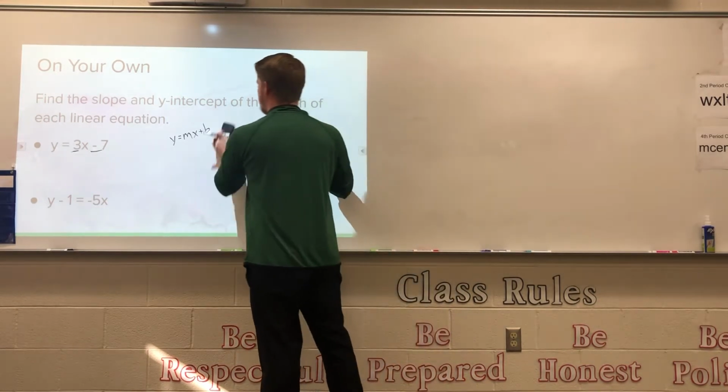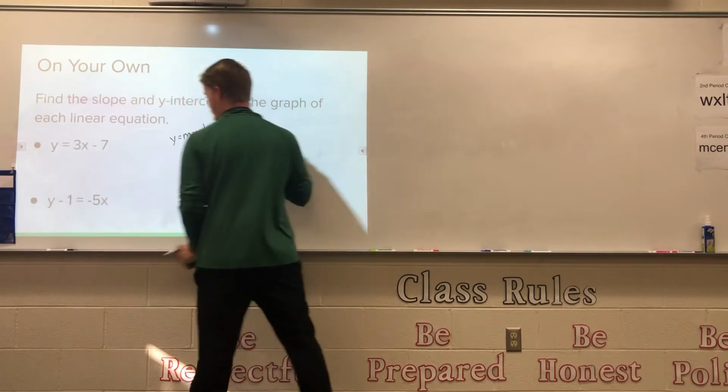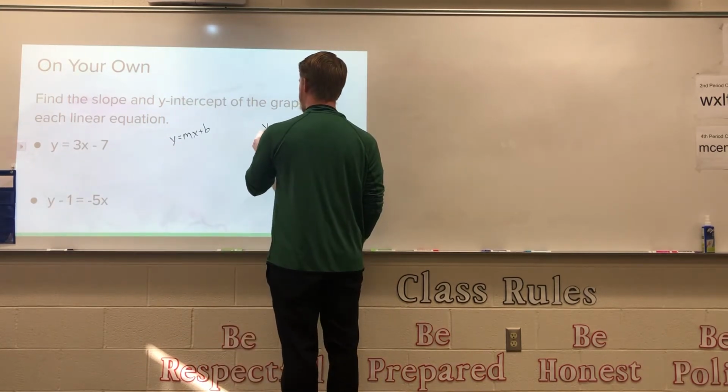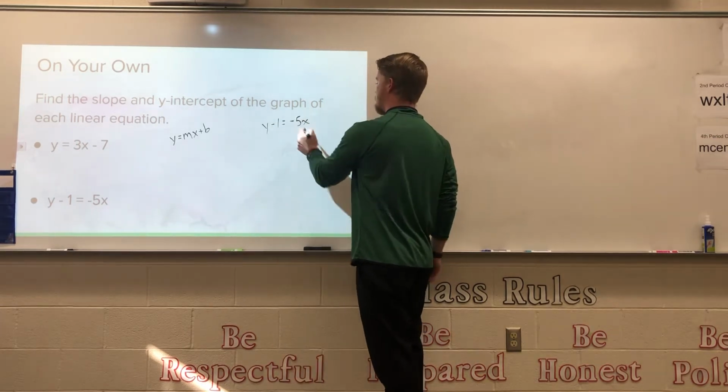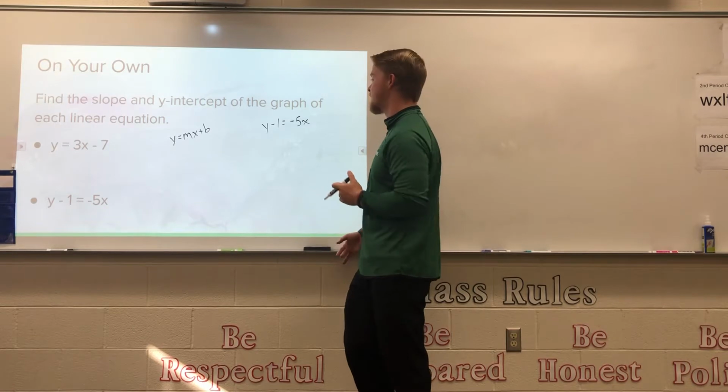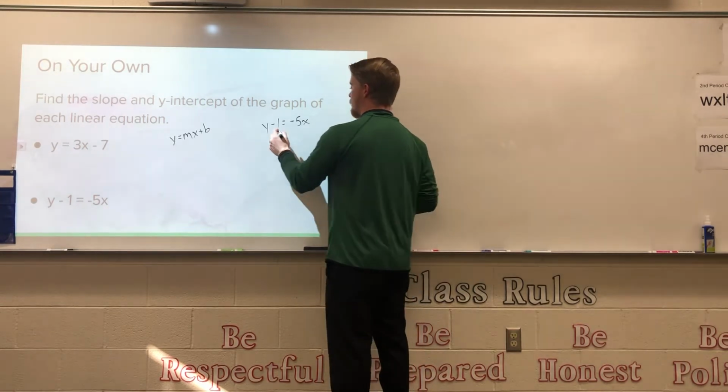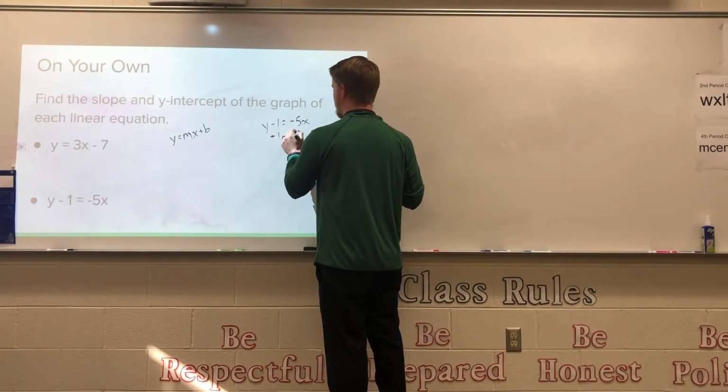The second one, again, you'll look, this is not in slope-intercept form yet, so you need to get it to slope-intercept form before you choose what your slope and your y-intercept are. So in order to get y by itself, we add 1 to both sides.